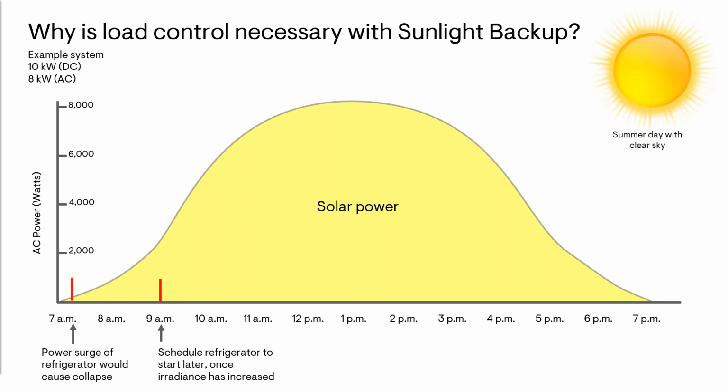So this is why we require the installation of load control with every sunlight backup system. With the load control feature, the system can allow the electrical loads to start only after the sun has been up for a while, and there's enough irradiance and available power to successfully start and run those loads. In this example, you can see that the power surge of a typical refrigerator would be too high soon after sunrise. However, if that load was scheduled to start later, such as 9 a.m., there would be abundant power available at that moment to start the fridge and keep the microgrid up successfully.